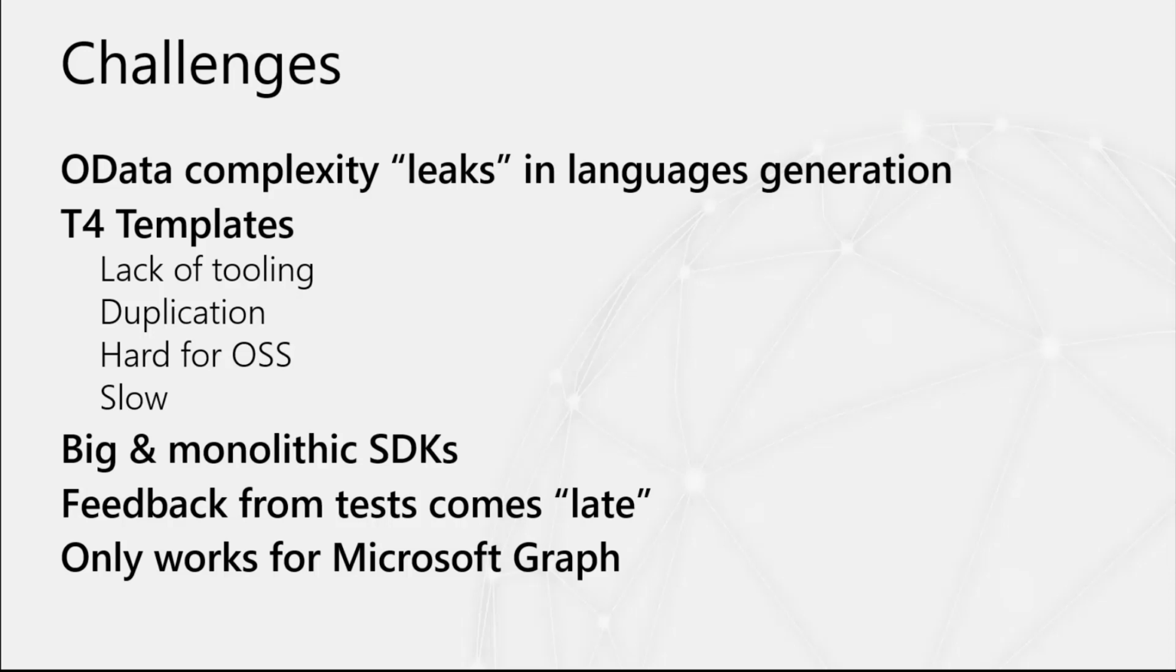Also, the feedback from the tests comes very late. Instead of having unit testing very early on to test the conventions and other things like that, we rely on Raptor, which is at the end of the process, to get the tests and the feedback from the generation process. Did it work? Did it produce something that was expected? That slows down our ability to innovate and make major changes.